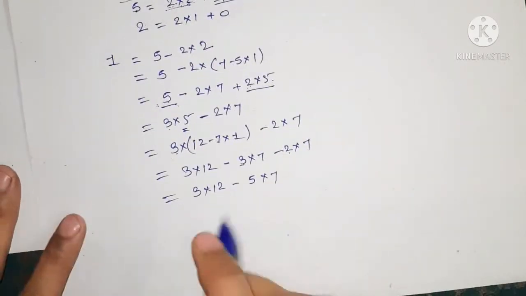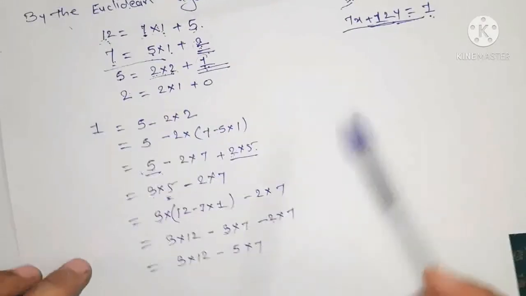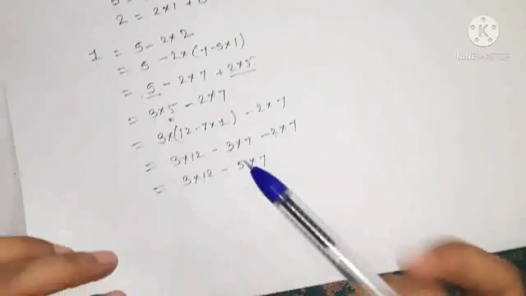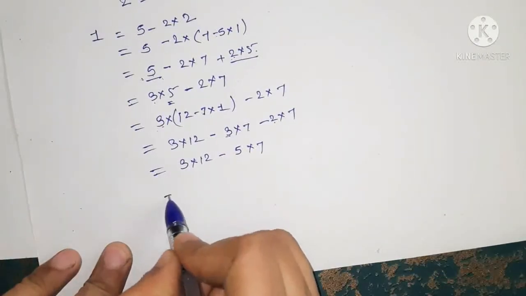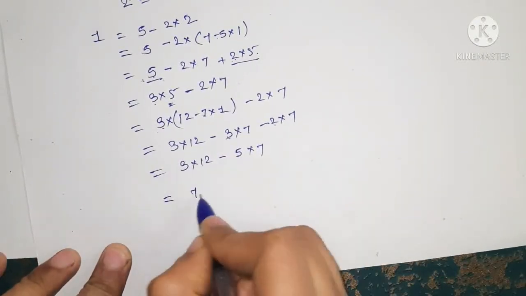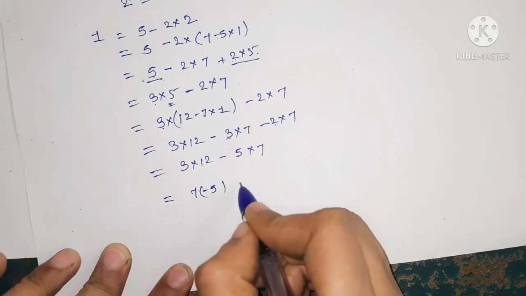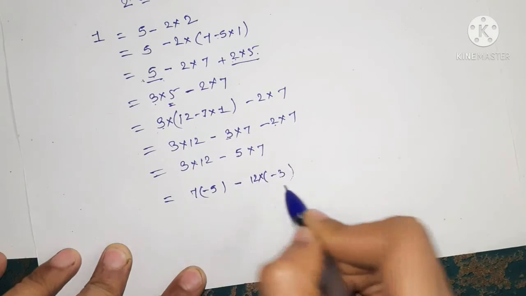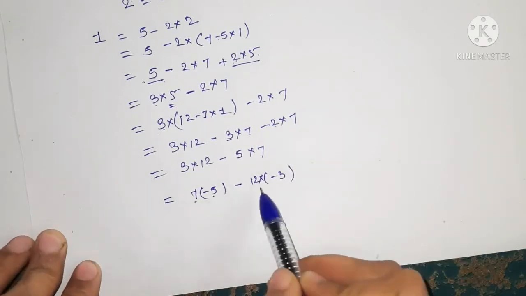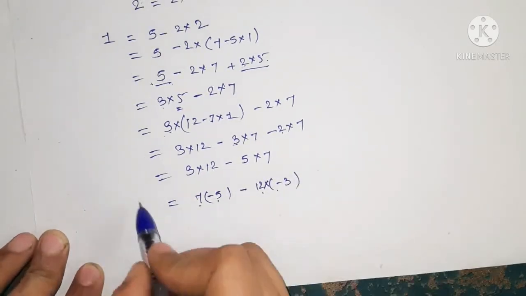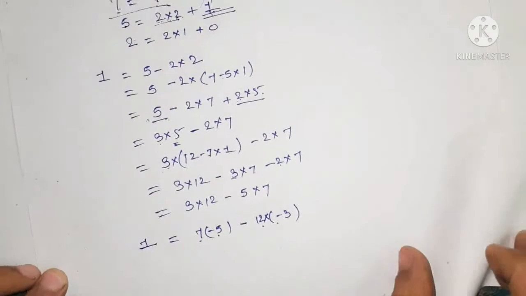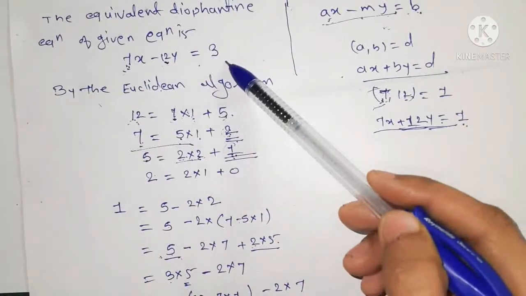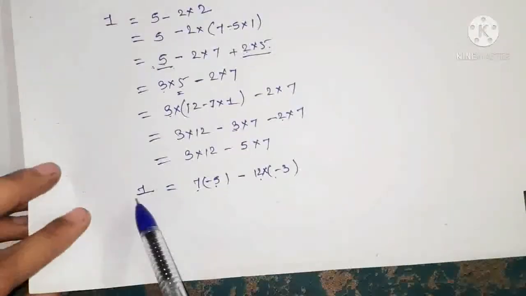And we can write this term in the form 7x minus 12y. Okay, so 7x, so we write 7 into minus 5 minus 12 into minus 3. Okay, that is this 7x minus 12y, but this is equal to 1 and we require that 7x minus 12y equals 3 because the GCD here is 1.